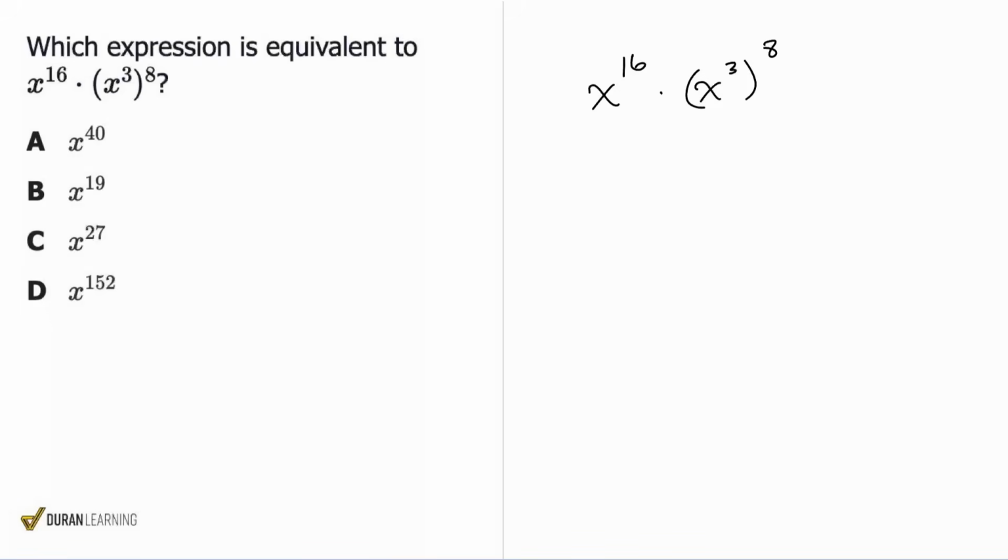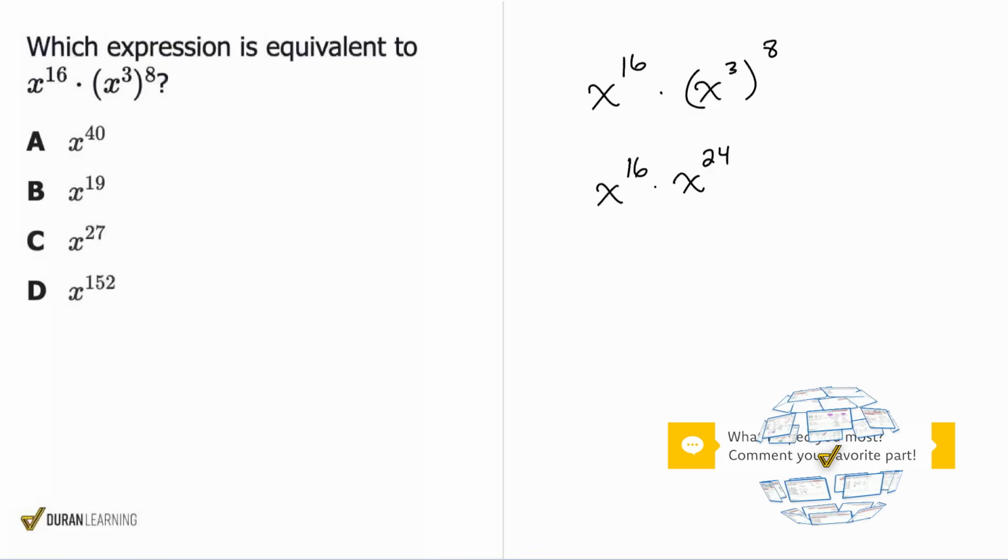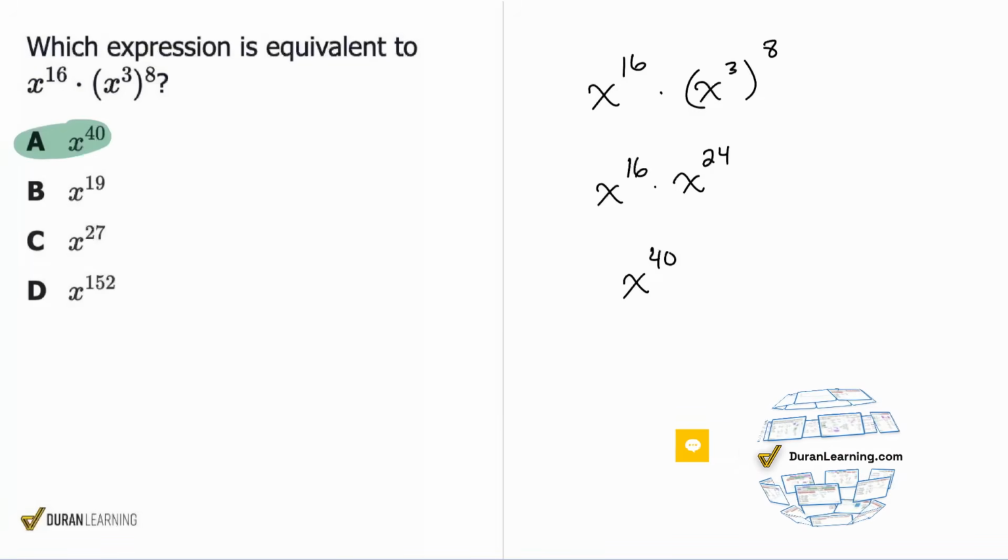Now, everyone, when we have a power to a power, what do we do with those exponents? Correct. We are going to multiply. Yep, 3 multiplied by 8, that's going to be 24. So we have x to the power of 16 multiplied by x to the power of 24. And from here, we'll apply the product of powers law, where basically if you're multiplying powers, if they have the same base, add those exponents. 16 plus 24, that's going to be 40. So our final answer is x to the power of 40, which is answer choice A.